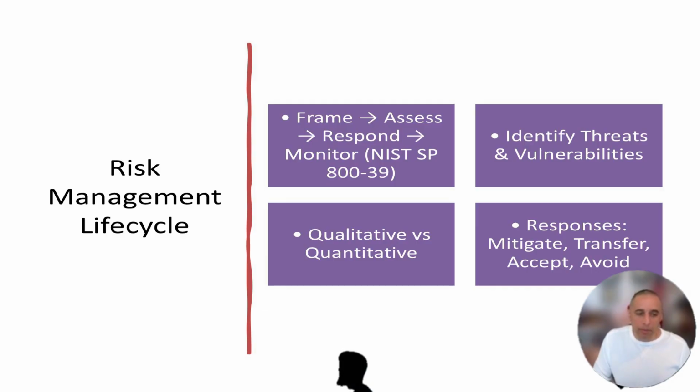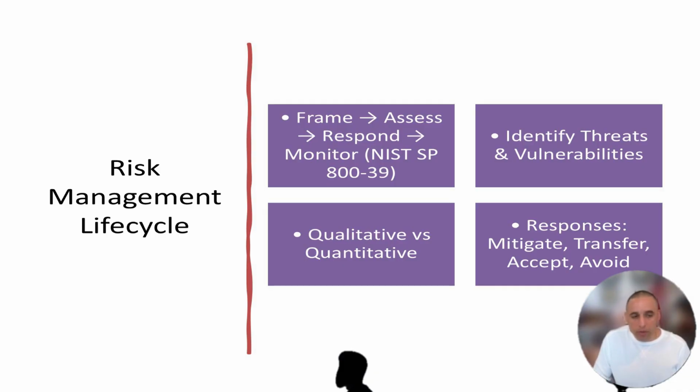A key part of the assessment phase is identifying both threats, such as cyber attacks, natural disasters, or insider threats, and vulnerabilities, which are weaknesses that could be exploited. Risk can be assessed in 2 main ways. Qualitative assessment uses descriptive scales like high, medium, low to evaluate risk. Quantitative assessment uses numerical values, such as estimated financial loss, to measure risk.